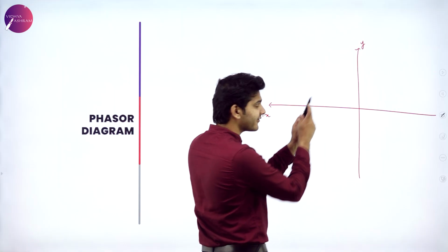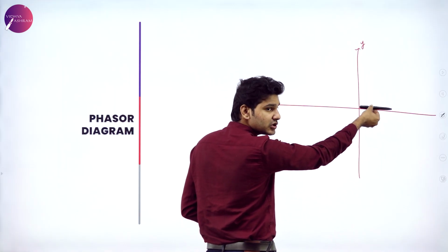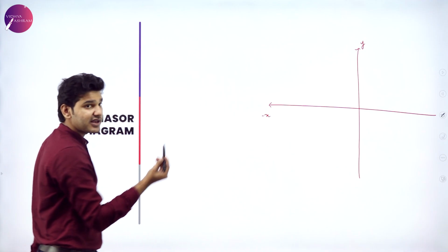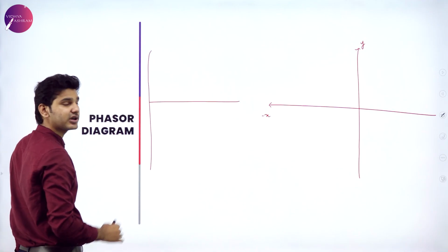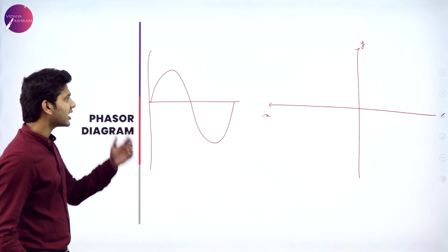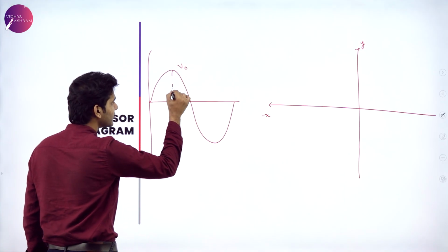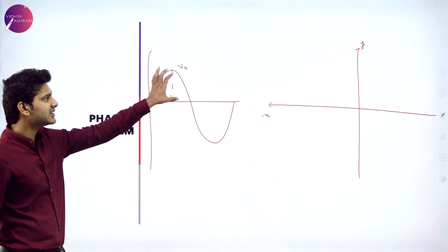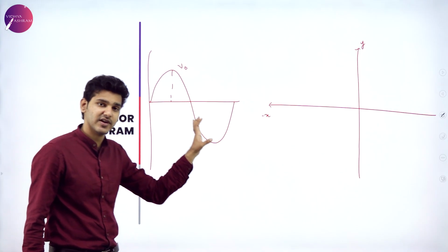That is, let's say this is the current that is passing through a circuit. Normally we used to represent graphs like this, right? Like a sinusoidal wave. This will be, let's say, current or voltage. This is V0, that is the maximum displacement here. So this is the graph that we are used to seeing. This is a sinusoidal wave graph.